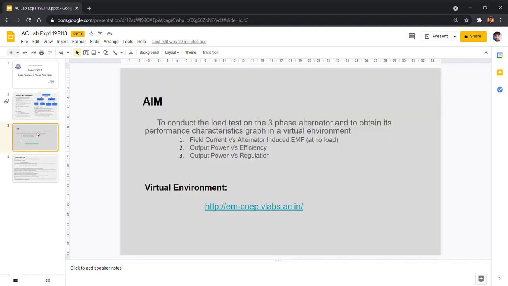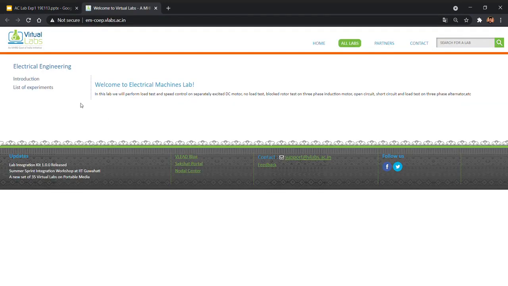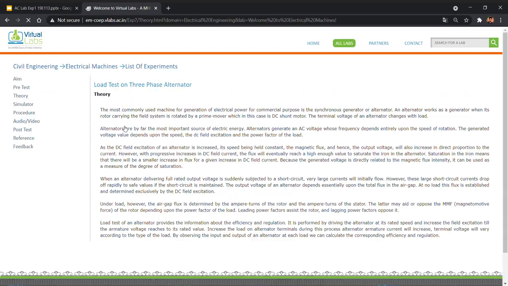The aim of this experiment is to conduct a load test on a three-phase alternator and to obtain its performance characteristics graph in a virtual environment. This is the link for the virtual environment. Let me open it. Under the list of experiments, select load test on three-phase alternator. Let us go to the simulation part.